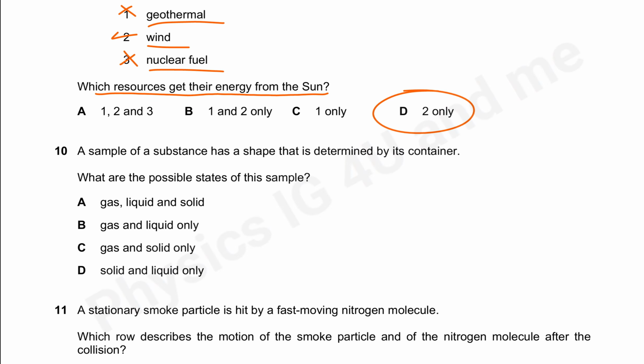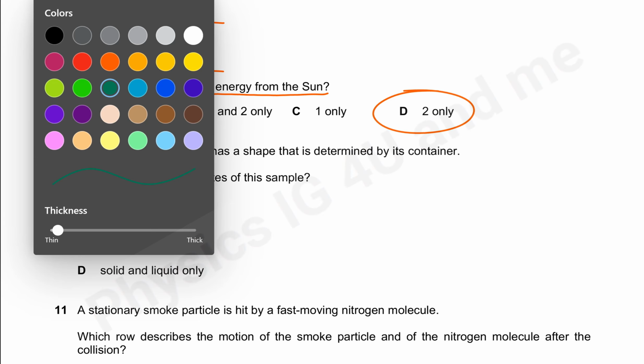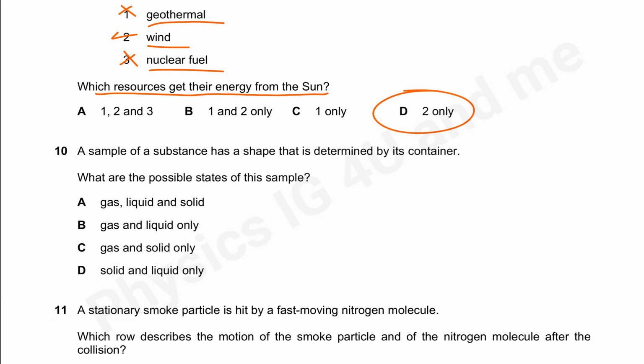Now question 10, this will be the last question we solve in this video. Remember, each video will be only 10 questions. So it says a sample of substance has a shape that is determined by its container. What are the possible states of this sample? So which state of matter? Remember that solid has a fixed shape. Only liquid and gas can take the shape of a container.